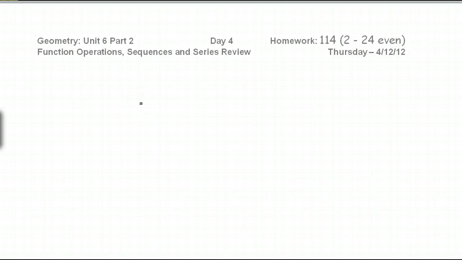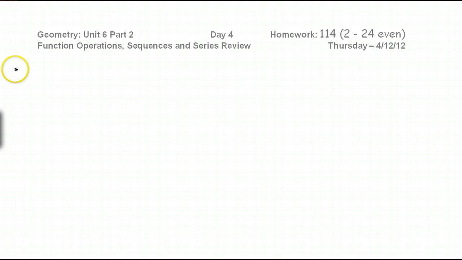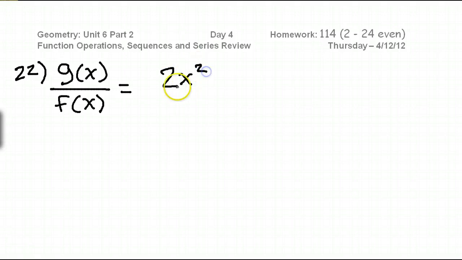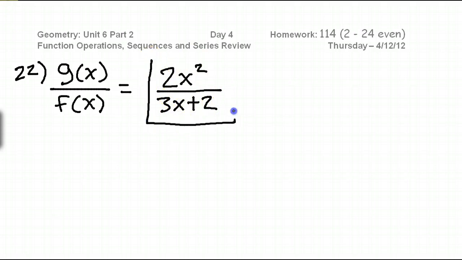Let's see. Let's do number 20. I mean, 22. Number 22, G over F. G of X over F of X. Okay, so that is 2x squared over 3x plus 2. We cannot cancel out anything, and there's nothing to factor, no GCF or anything. So that is the answer.